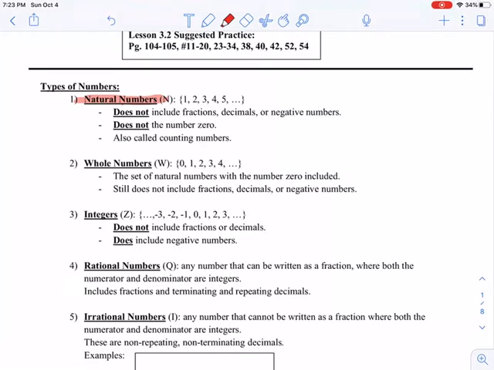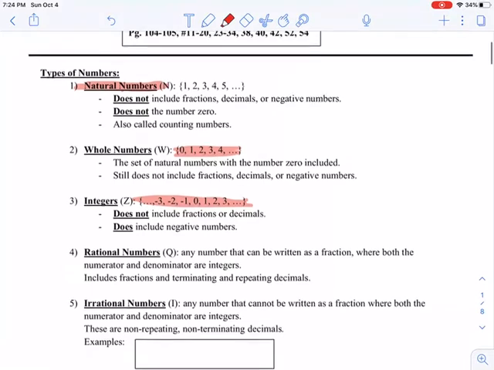All right, whole numbers do include 0, and these are your positives that go up from 0. Again, these do not include fractions, decimals, or negative numbers. They're just your positives and include 0. We talked about integers last unit. So now these are your whole numbers also because they're your positives, but they are also your negatives as well.